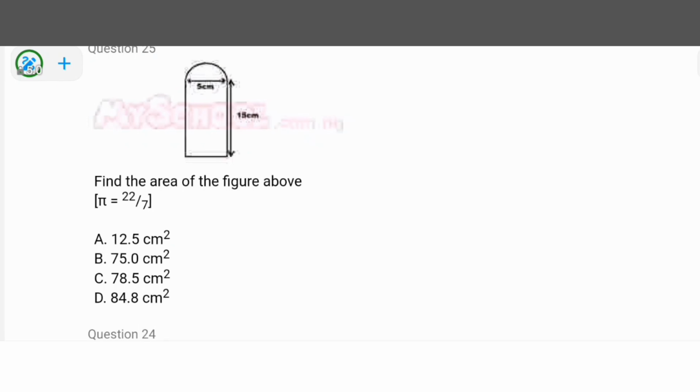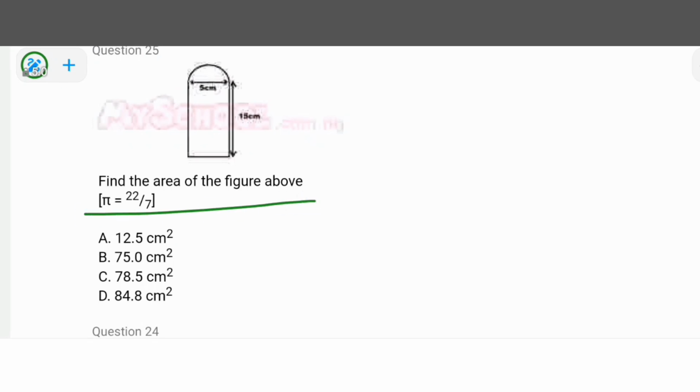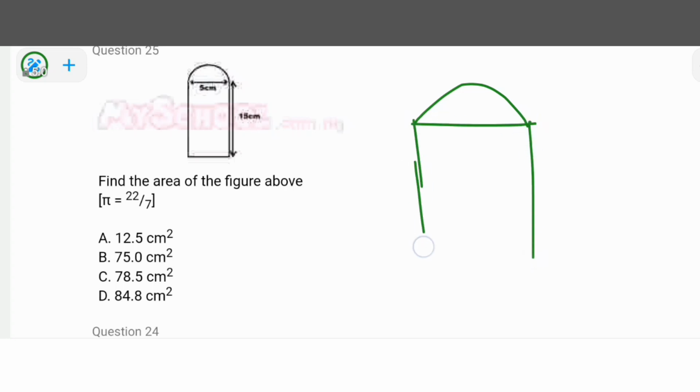So for the next question, find the area of the figure above. So this figure has two parts. You have a semicircular part like this, then you have a rectangular part like this. So you have to find the area of the whole shape. Now if you want to find something like this, you need to break it down into two parts. So the area of this part is A and the area of this part is B. So the diameter here is 5, as you can see. So you need to find the radius. That will be divided by 2.